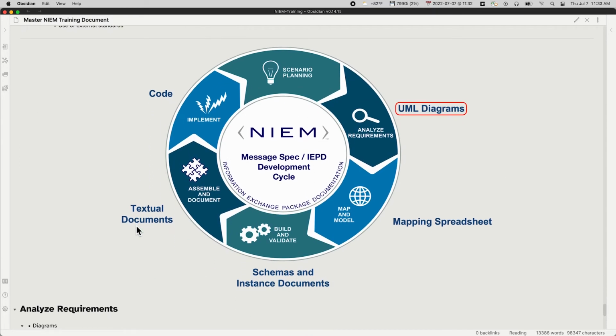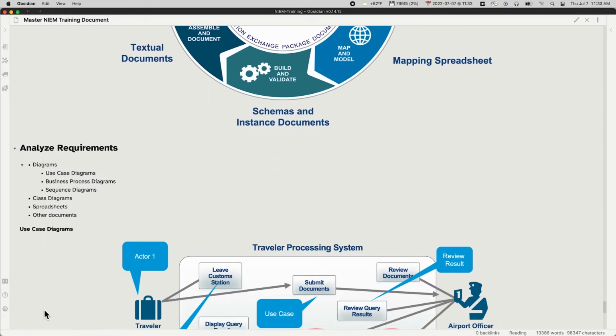So that in a nutshell was scenario planning. It's get your ducks in a row, figure out what you're doing. That's what it's about. What are you doing? Get your documentation together that helps you understand what the business requirements are. So that gets us to the next step. That gets us to analyzing requirements.